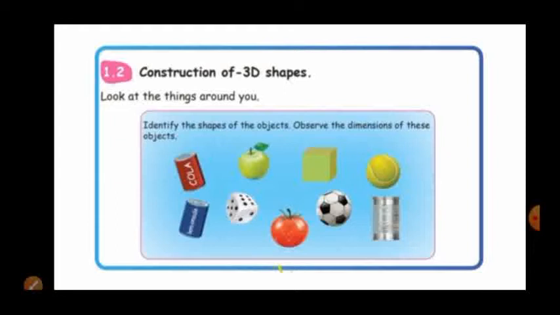The Coca-Cola bottle has the shape of a cylinder and berry has the shape of a sphere. Next one cube. Then fourth one ball. It has the shape of a sphere, and tomato and volleyball also have the shape of a sphere. Battery cell has the shape of a cylinder and dice has the shape of a cube. After that tin, it has the shape of a cylinder.